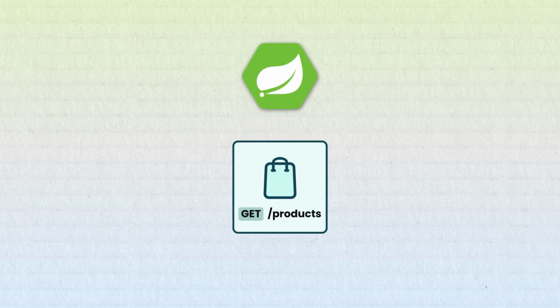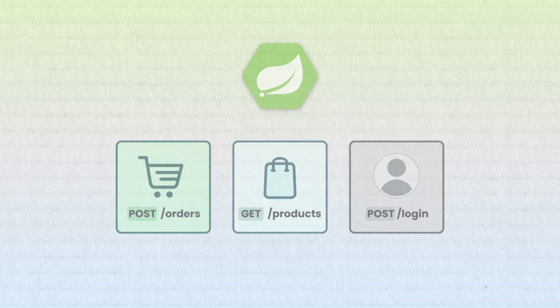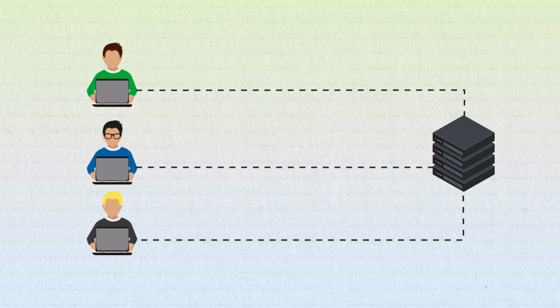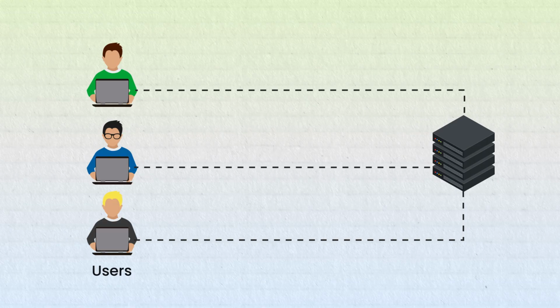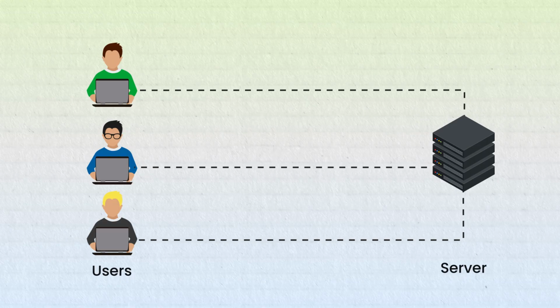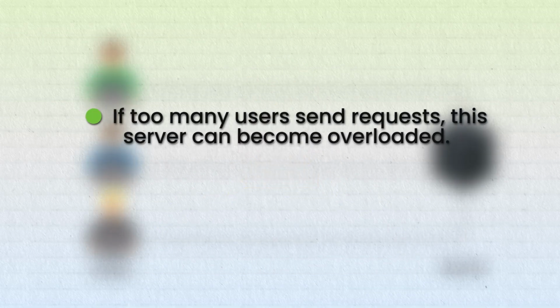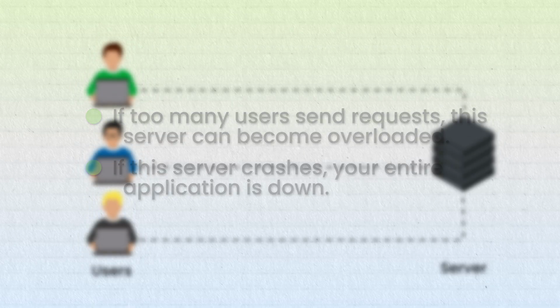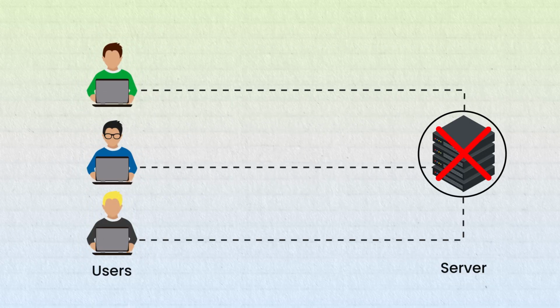Let's say we have a simple Spring Boot application. Maybe it handles getting products, inserting into orders, some login. Right now, your user talks directly to one backend server. So the architecture looks like this. User connects directly to Spring Boot server. This is simple, but it has two big problems. Number one, if too many users send requests, this server can become overloaded. Number two, if this server crashes, your entire application is down. That means one server becomes a single point of failure, and in production, that is dangerous.